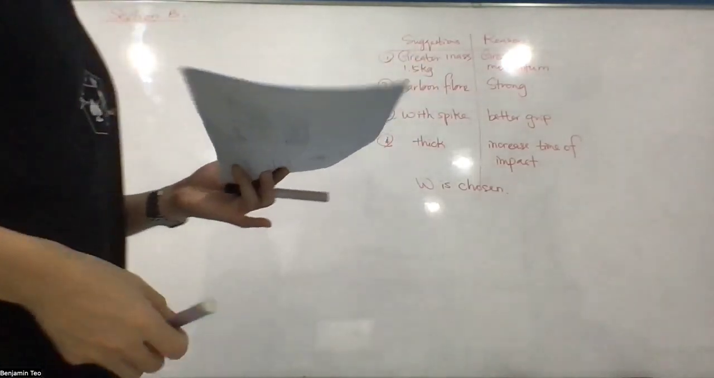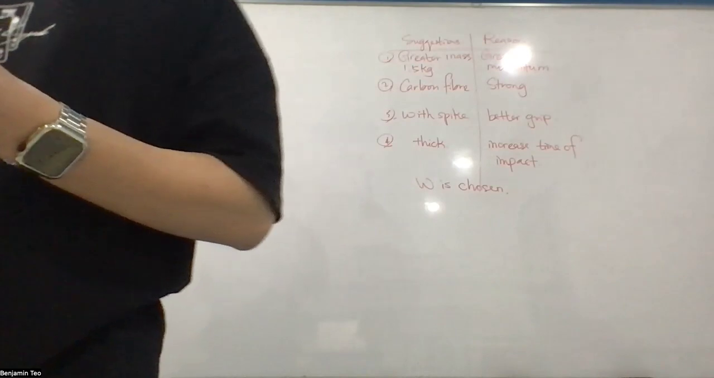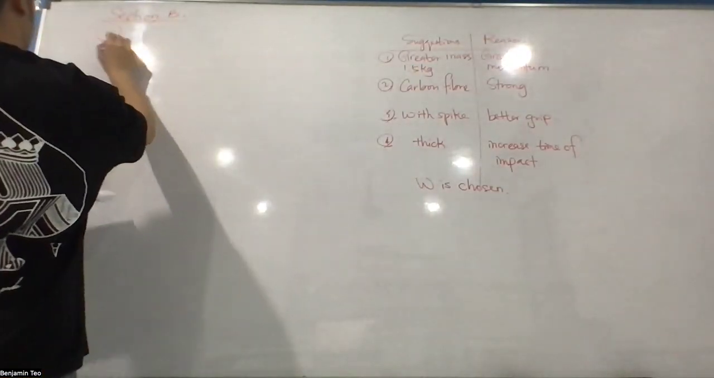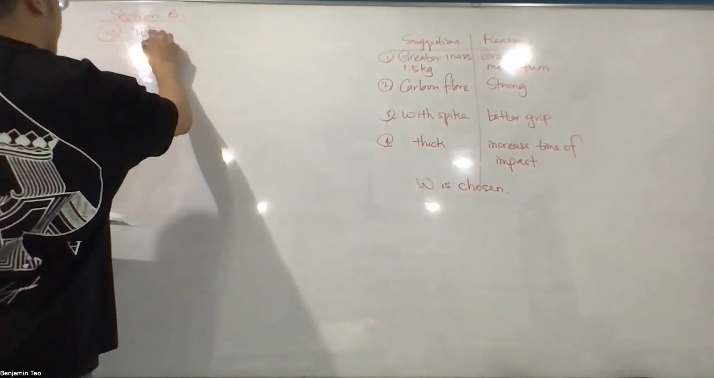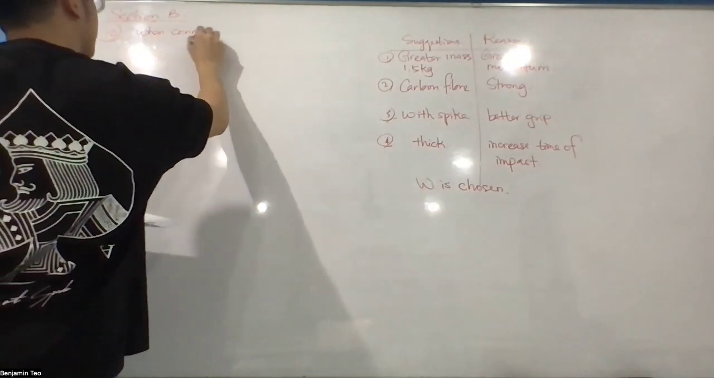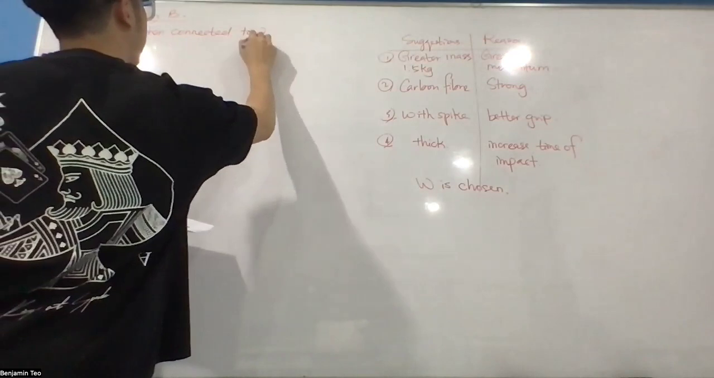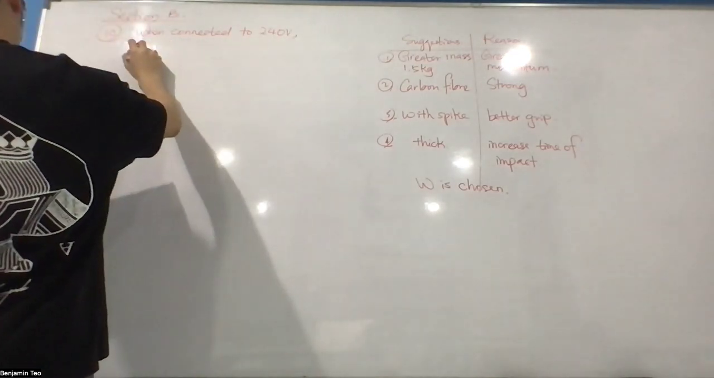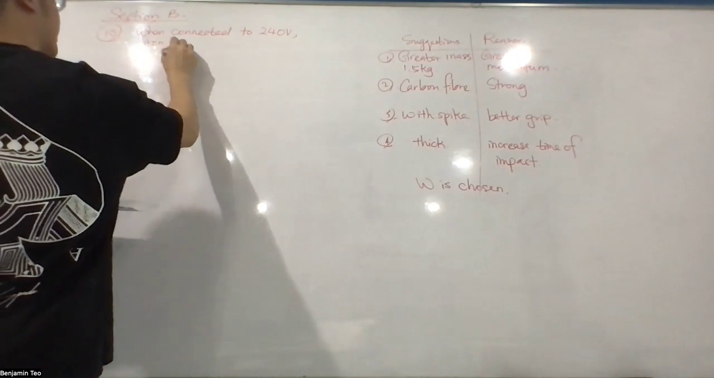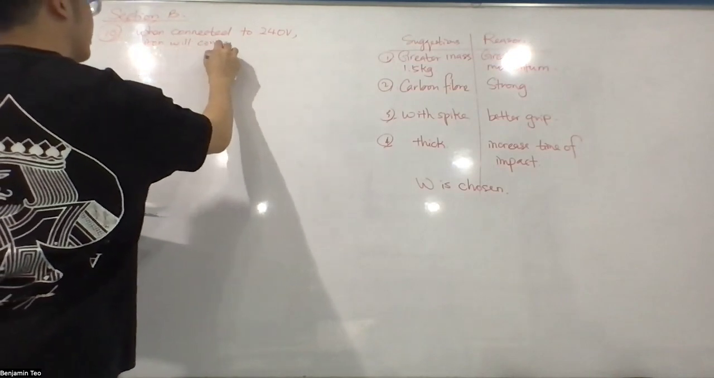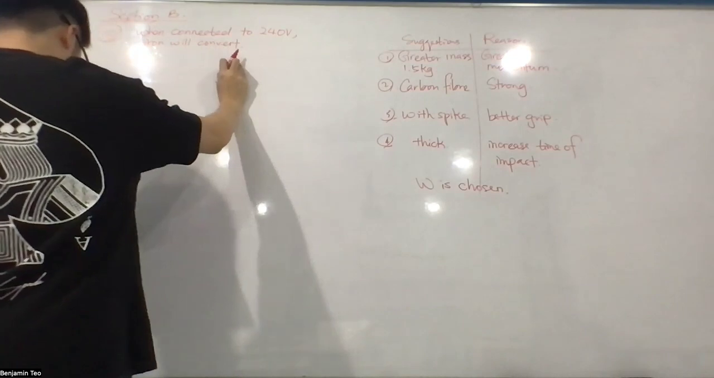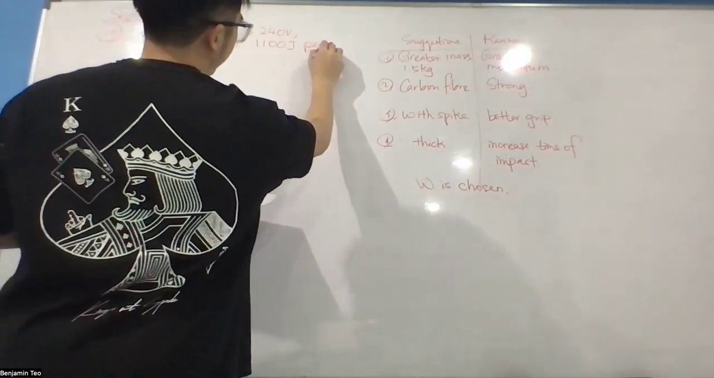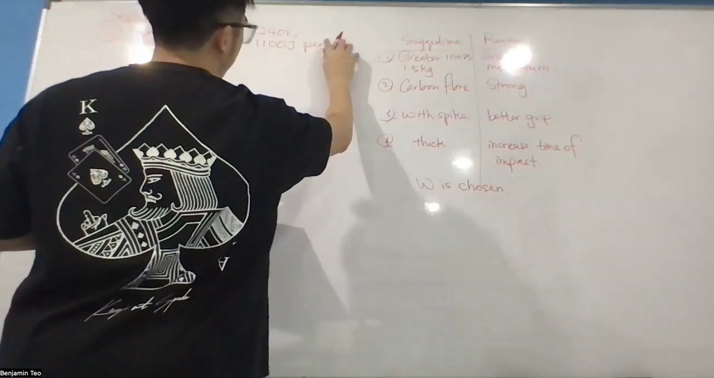Okay, question 10. What is meant by 240 V 1100 watts? When connected to 240 volt, iron will convert 1100 joule energy per second.